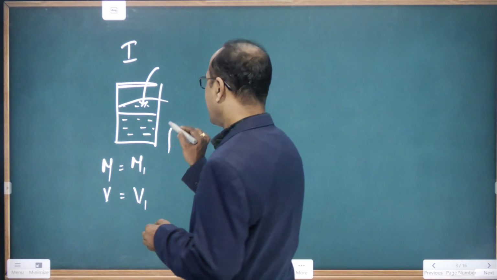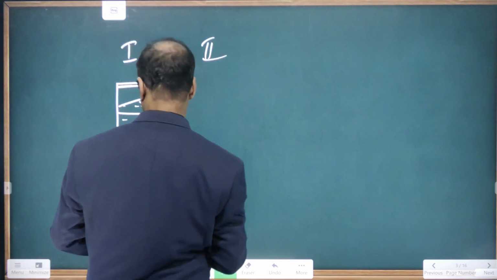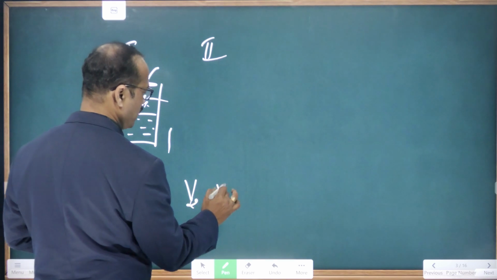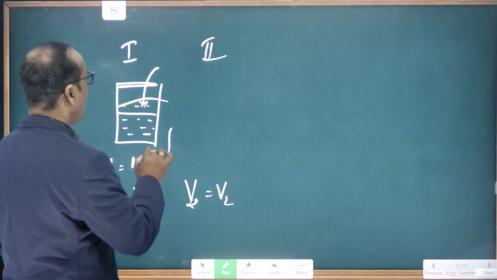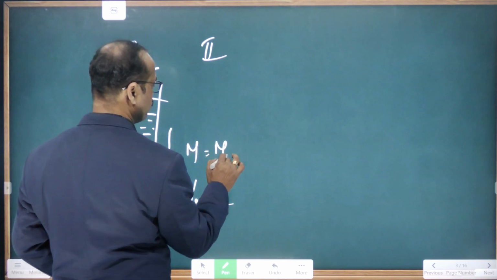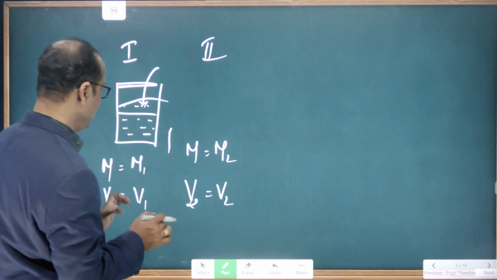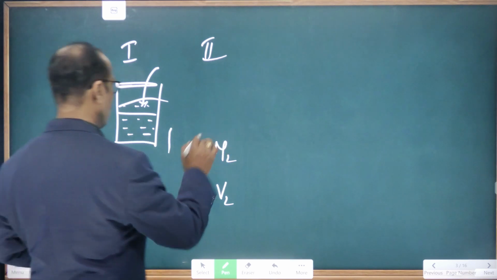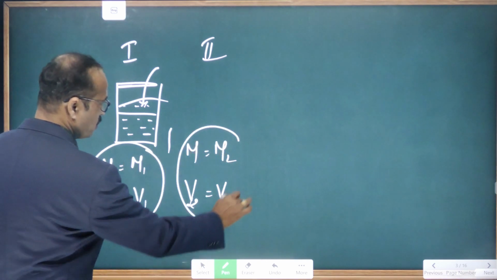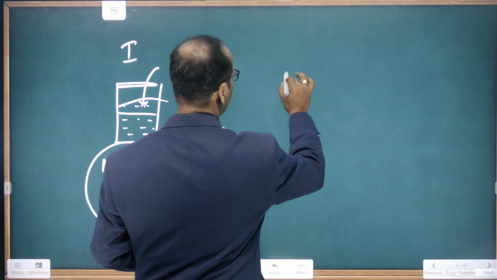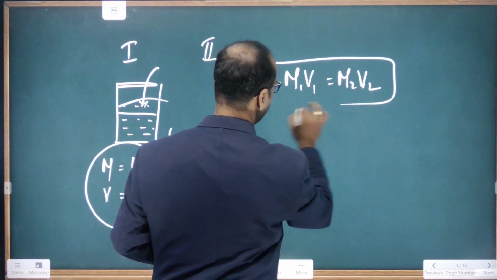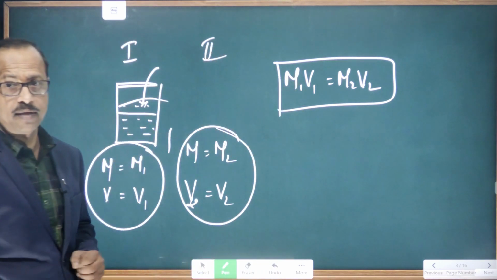So now in the second condition, after adding the water, the volume becomes V2. And the molarity what happens? Decreases. So the molarity becomes M2. Now in this case, we have another formula: the product of these both under the first condition is equal to the product of these both. The meaning is what? M1V1 is equal to M2V2. This is also one of the important formulas for molarity.